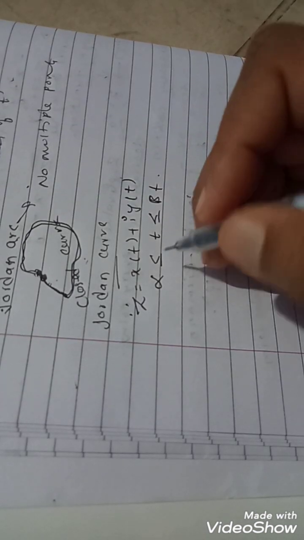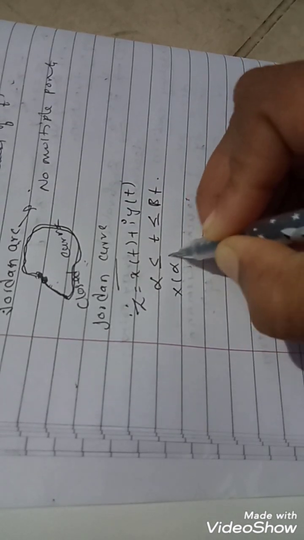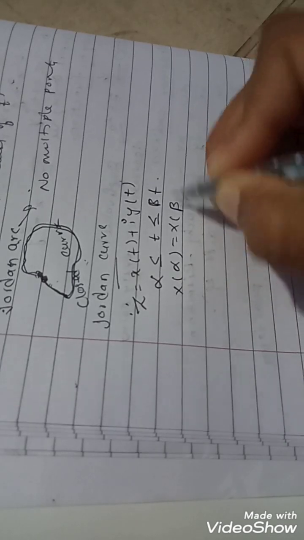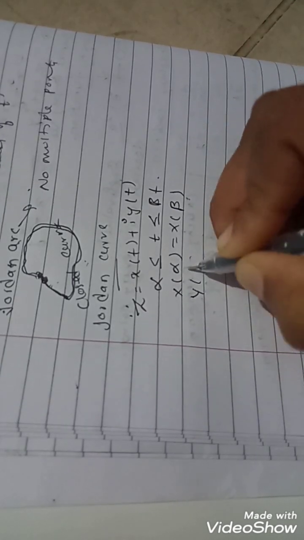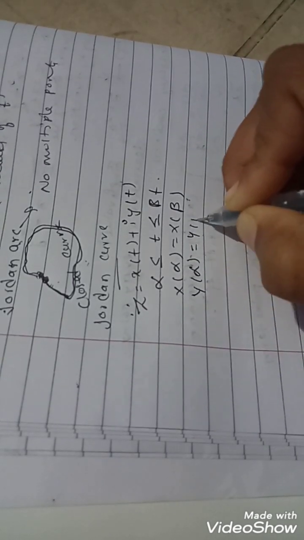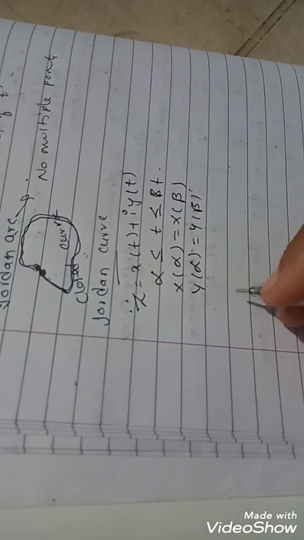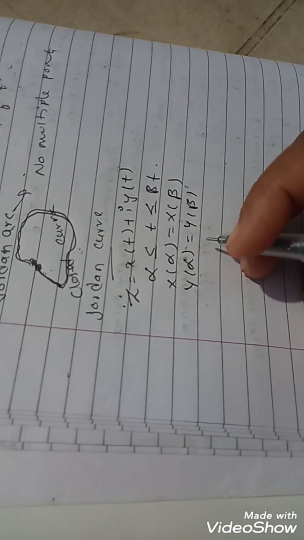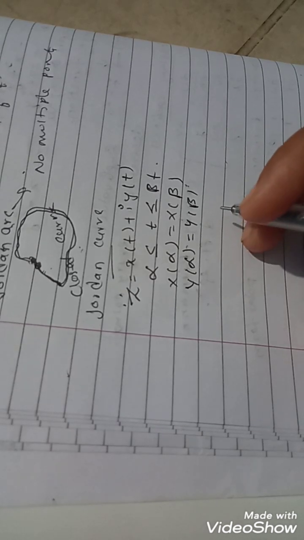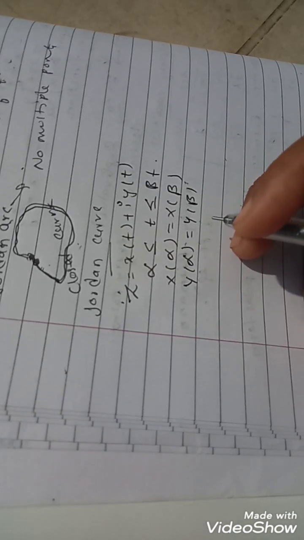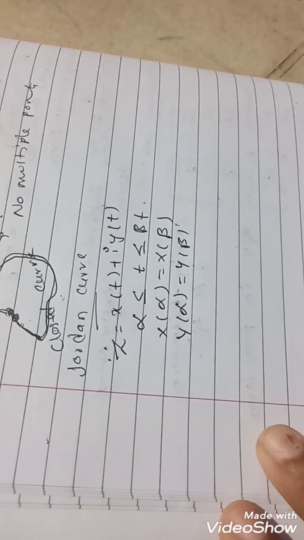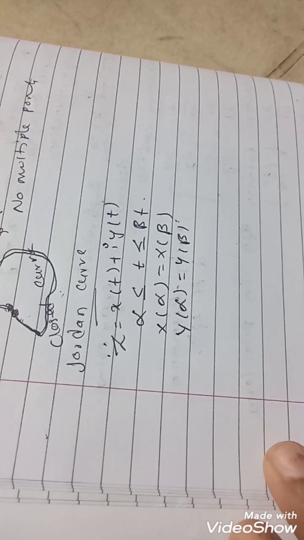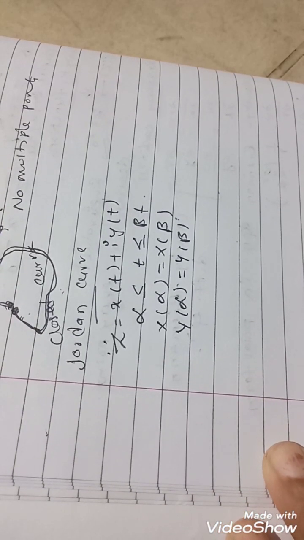Now next, here x of alpha will be equal to x of beta, and y of alpha will be equal to y of beta. So if there are no other multiple points in the continuous arc defined by this, then this continuous arc is said to be a Jordan curve or closed curve. Now let us see regular or smooth Jordan curve.